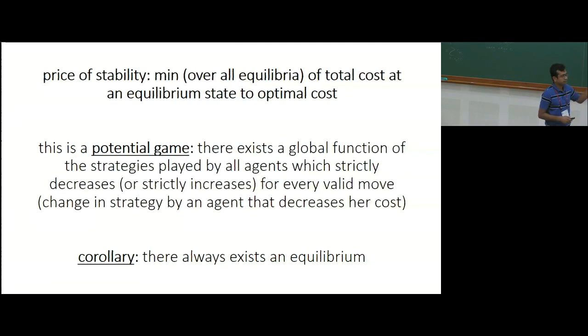Any confusion about this? Yeah. Optimal cost is the total cost of all the agents. Exactly.